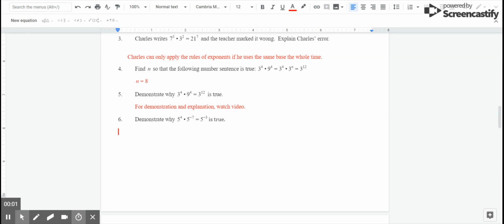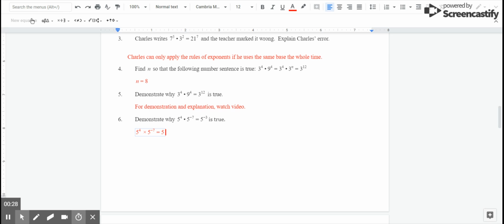Number 6, demonstrate why 5 to the 4th times 5 to the negative 7th equals 5 to the negative 3rd is true. So let's start with this equation. We're starting with 5 to the 4th times 5 to the negative 7th. We want to know why it's equal to 5 to the negative 3rd. Well, let's use our rules for negative powers.